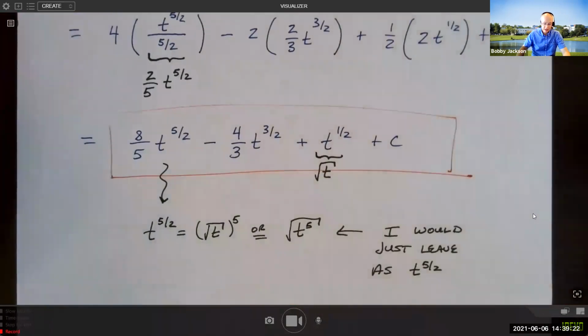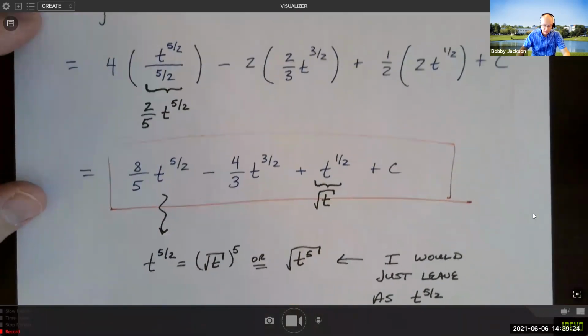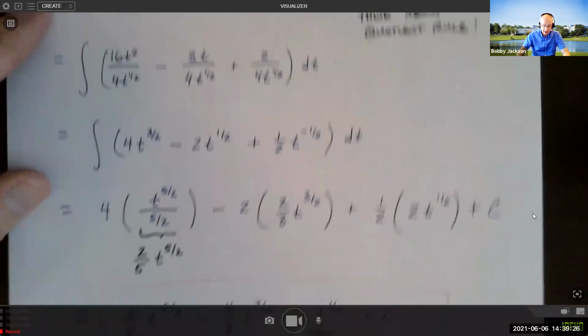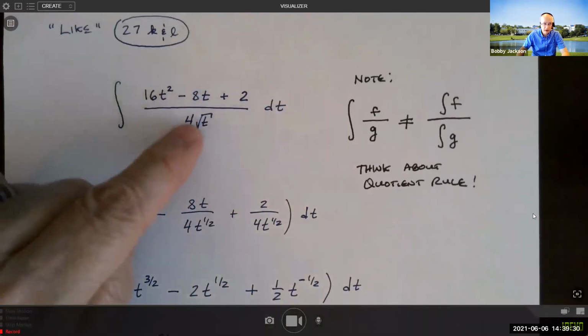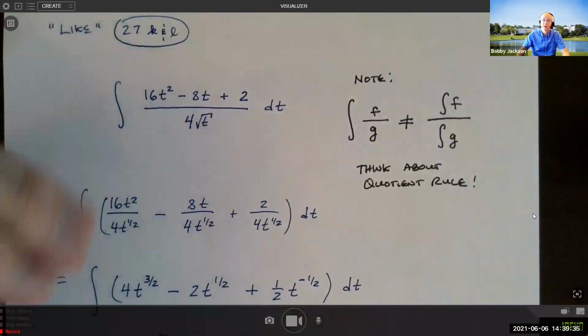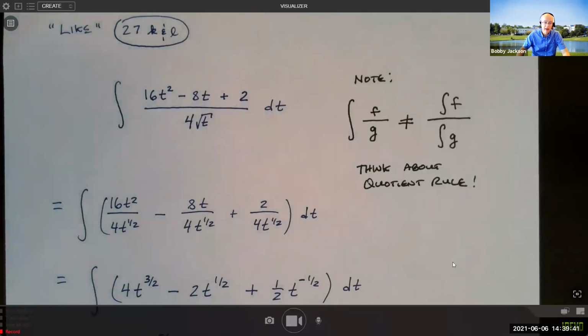Okay, so that is finding the antiderivative. And so the idea, again, is that in finding the antiderivative, if you can simplify what you're integrating first to make finding the antiderivative simpler, then do so. Always simplify first and then find the antiderivative.